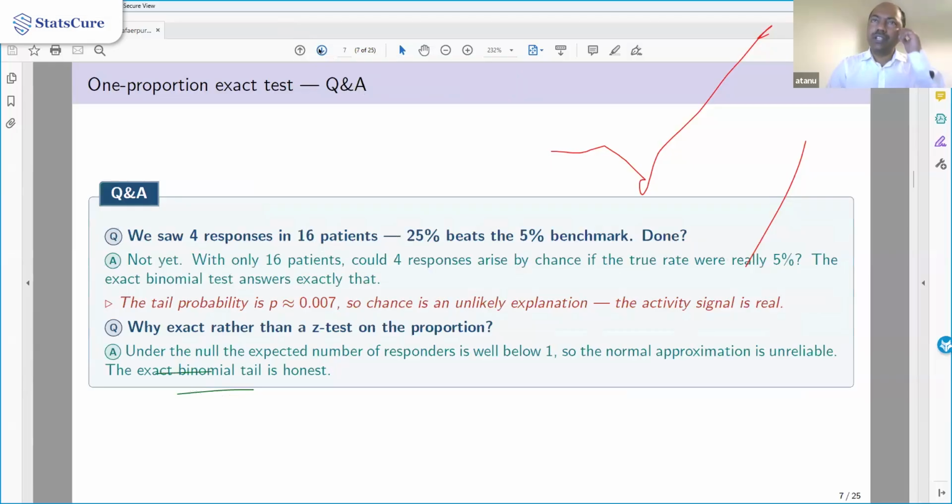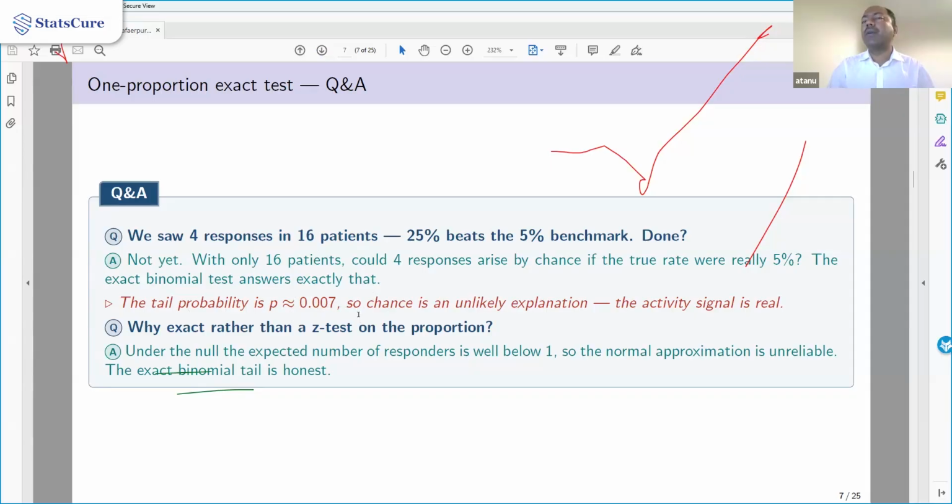In that published article, they say 4 responded out of 16 patients, so 25% beats the 5% benchmark. But with only 16 patients, could 4 responses arise by chance? If the true rate were really 5%, the exact binomial test answers exactly that. That probability was 0.007, so chance is an unlikely explanation. Under this null, the expected number of responders is well below 1, so normal approximation was unreliable here.